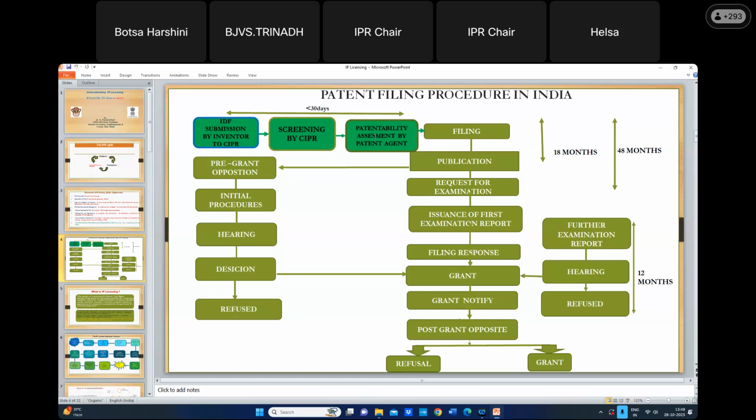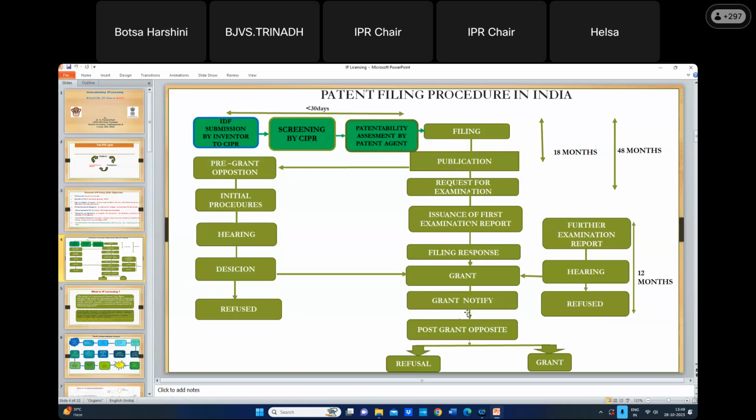Whether these three conditions are fulfilled or not, we will examine by using some of the patent databases, particularly to find novelty and inventive step. So once we are satisfied, we file the application through our patent agent in the Indian Patent Office. Thereafter, the standard process will be followed. So this is the process of filing a patent.